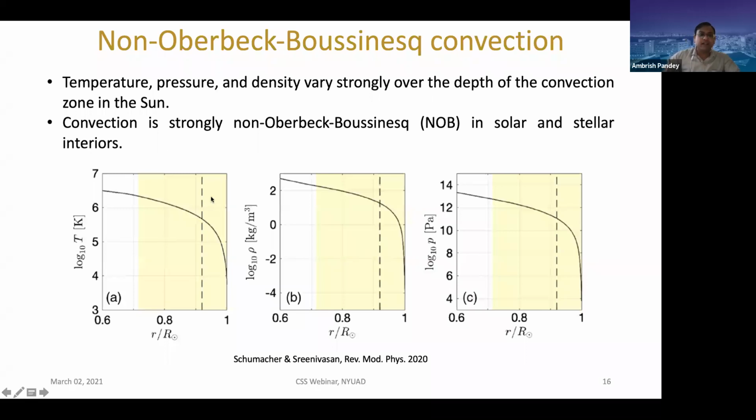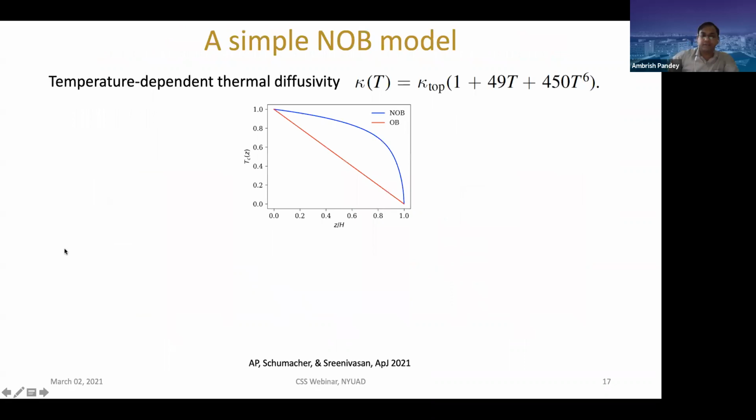So if you look at the variation of temperature, density, and pressure in the convection zone of the sun, you can see that they vary by orders of magnitude, and they are highly stratified. For instance, temperature is highly stratified towards the surface. Whereas in Rayleigh-Bénard convection, or the simple convection model, which we call the Oberbeck-Boussinesq model, the temperature profile is linear in the conduction regime.